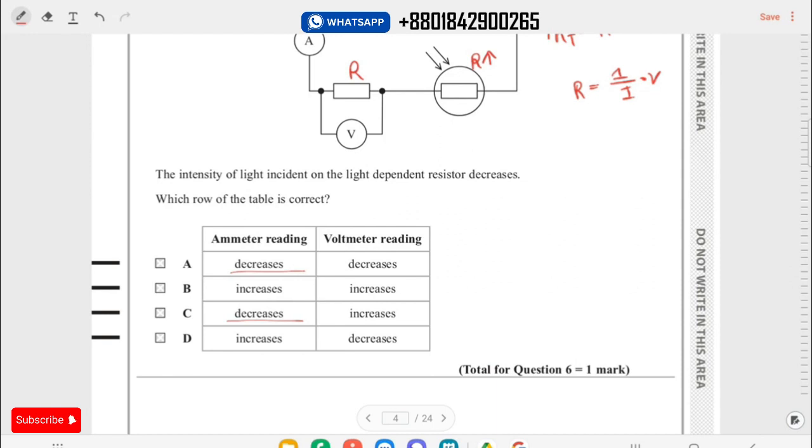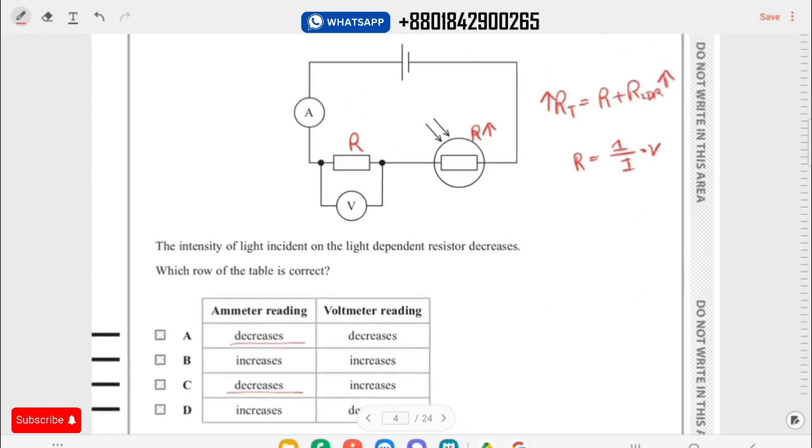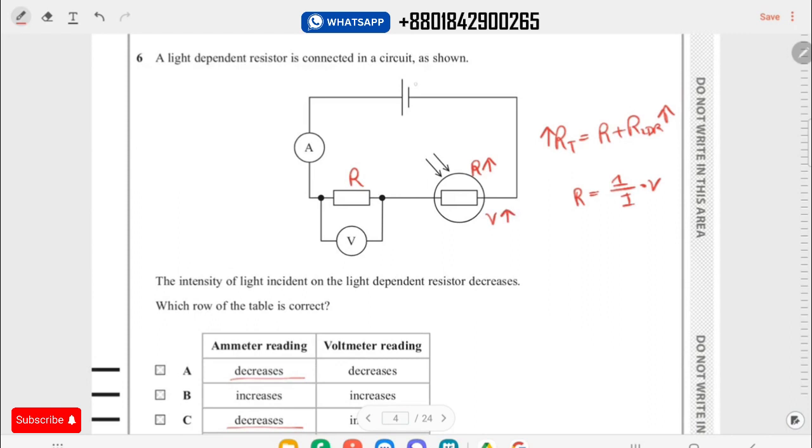Now, in case of the voltmeter, again the fixed resistor and the LDR are connected in series, which means that if the resistance of the LDR has increased, the voltage requirement for this LDR would also increase, as both components are sharing the total voltage from this cell. Now as the LDR is going to take more of the voltage from the cell, less voltage will be available for the fixed resistor. So the voltmeter reading for the fixed resistor would be less, because most of the voltage is being used by the LDR.